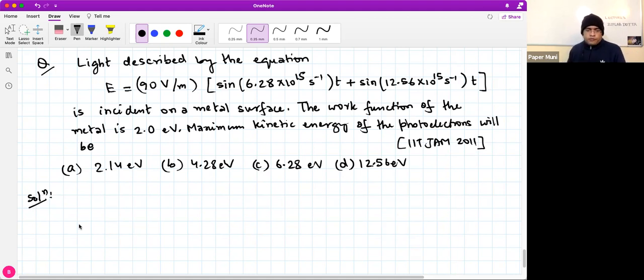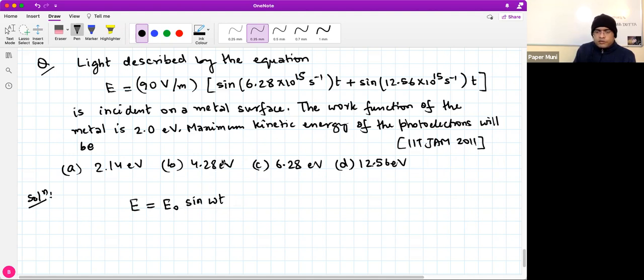So, just tell me, how will you solve it? You have been given a form where we can represent electromagnetic radiation in terms of electric field, which is E naught sine omega t. And in some cases we'll have some phase factor, phase constant. It's not shown here also.